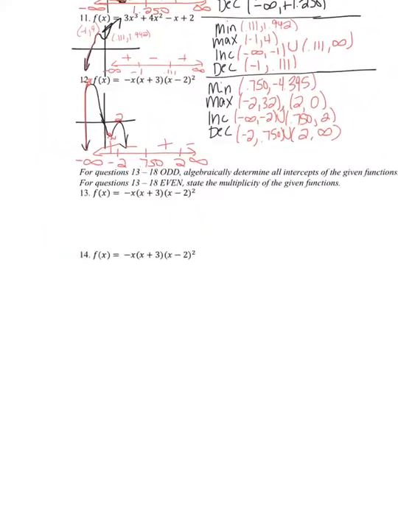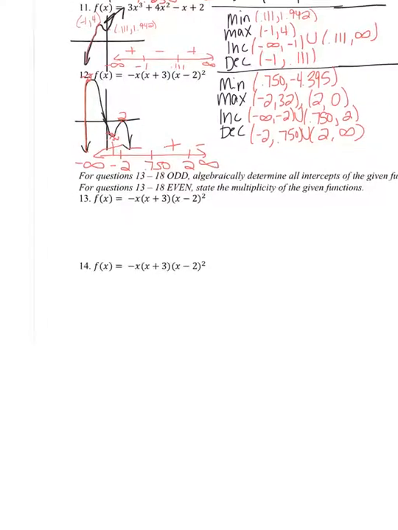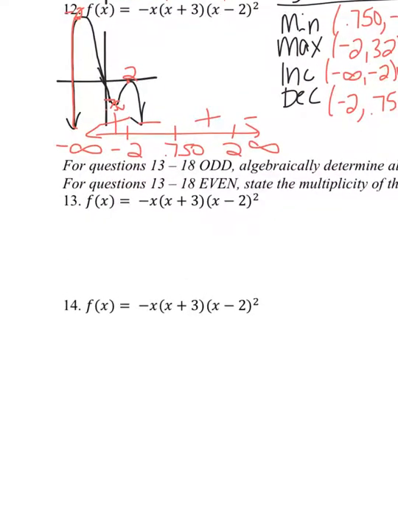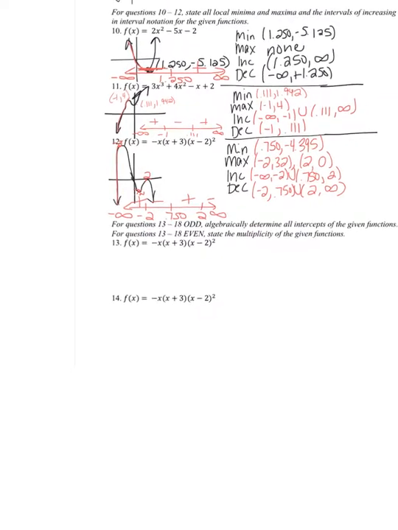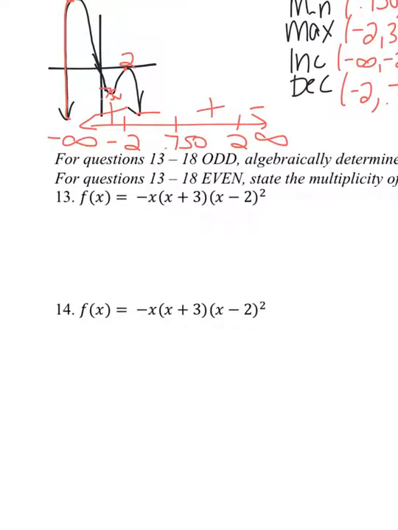13 through 18 odd, I'm finding the intercepts, and then 13 to 18 even, so 13 and 14 go together. I'm going to find the multiplicity for 14. So let's do 13 first, obviously. So I'm determining all intercepts. So that means I need to find the x and the y. So this really isn't that bad for this function because here it's already factored for me.